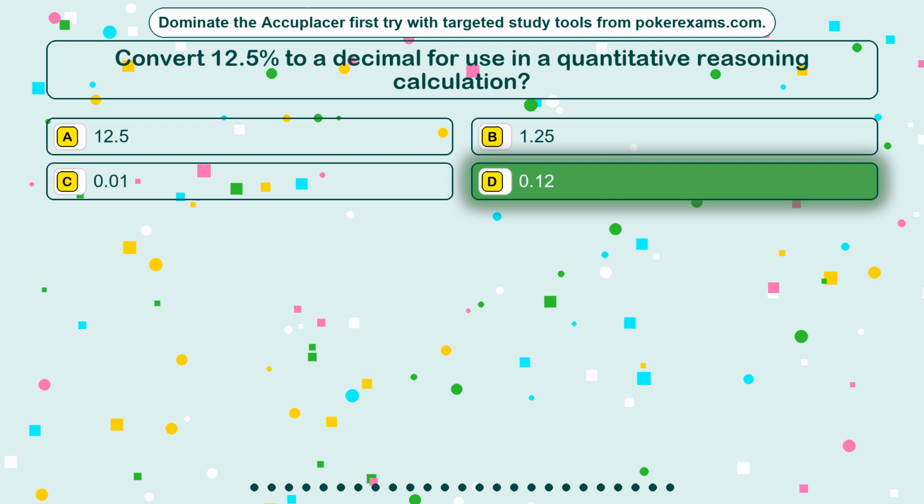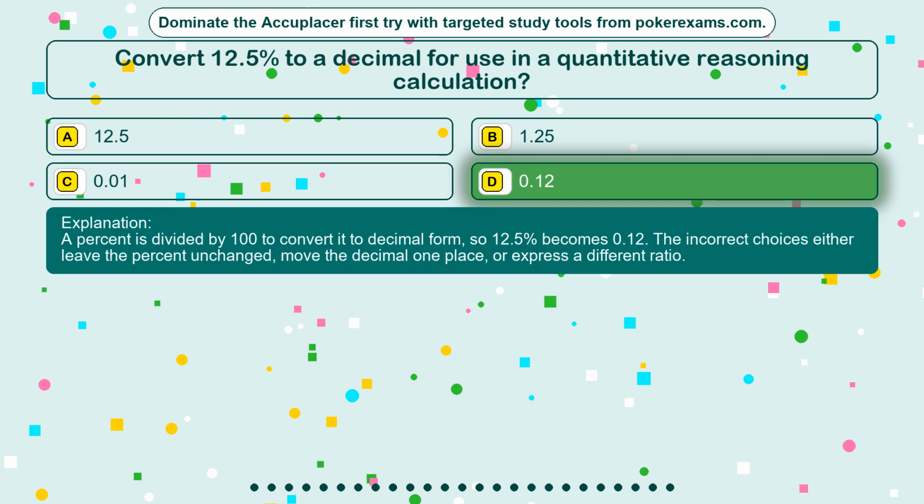The correct answer is option D, 0.12. A percent is divided by 100 to convert it to decimal form, so 12.5% becomes 0.12. The incorrect choices either leave the percent unchanged, move the decimal one place, or express a different ratio.